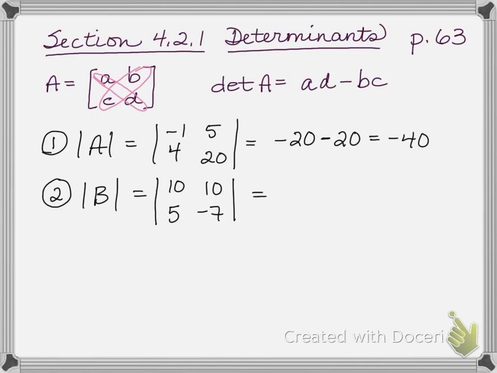Basically 10 times -7 is -70. We put the minus, and then 5 times 10 is 50. So -120. I want you to pause the video at this point and do number 3 and number 4. Pause, because then I'm going to show you my work and you can check it. All right, pause it now.